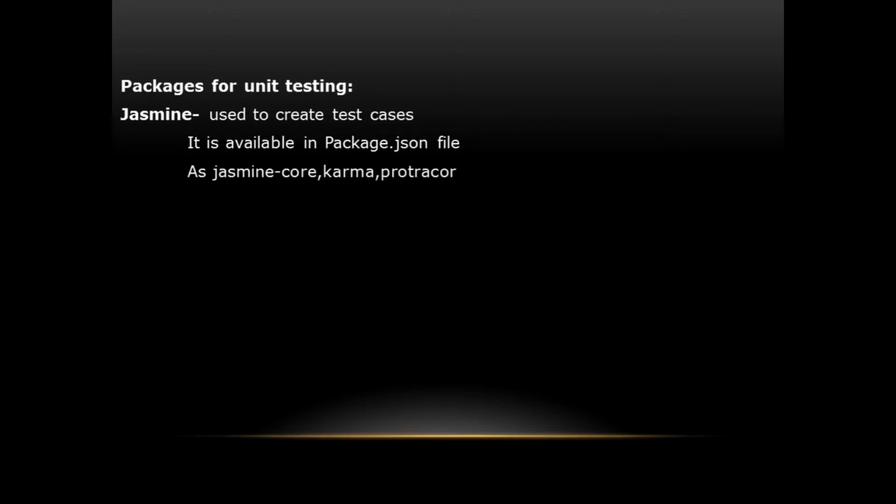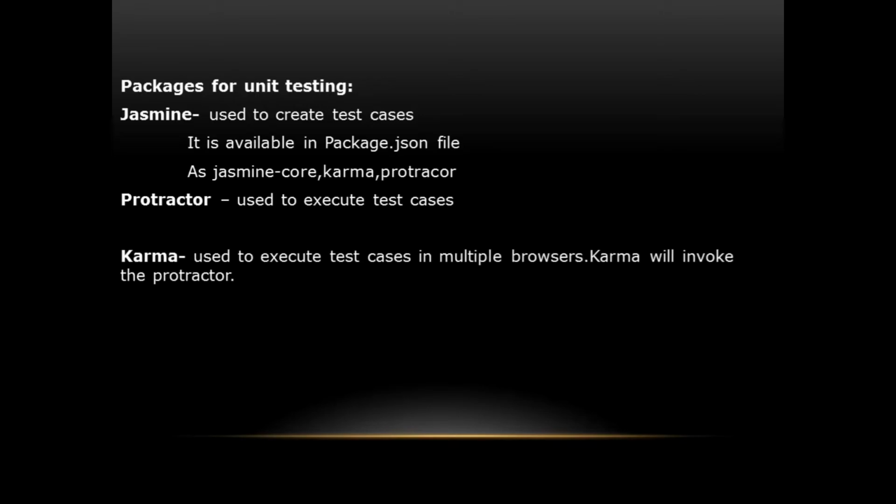So what are the packages involved in the unit testing of Angular? First is Jasmine. It is used to create test cases. Actually, it is available in the package.json file. Packages are similar to library files. So Jasmine-core, Karma, and Protractor are all the packages found in the package.json file. Protractor is used to execute the test case, and Karma is used to execute the test case and display the result in the browsers, whatever browser you are using, maybe Chrome or Firefox or IE.